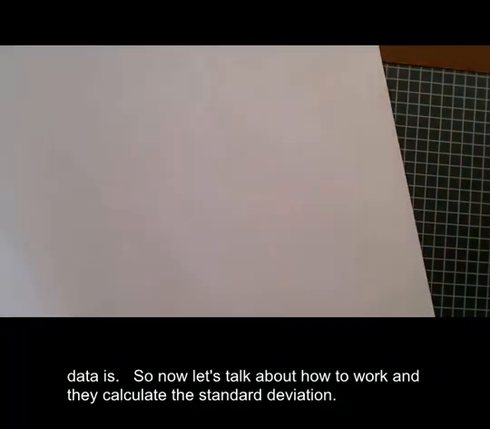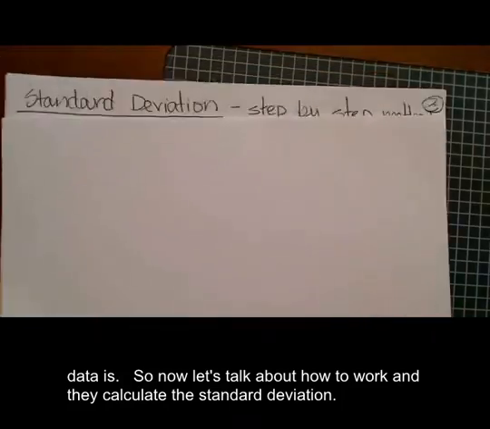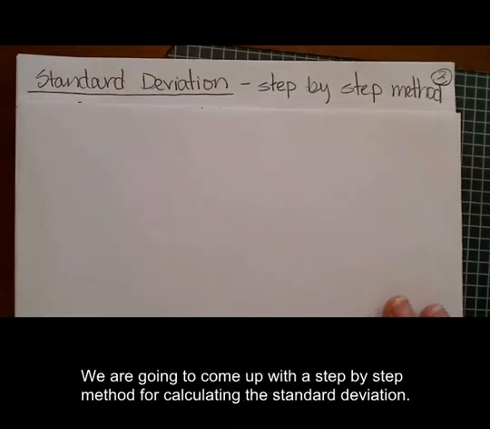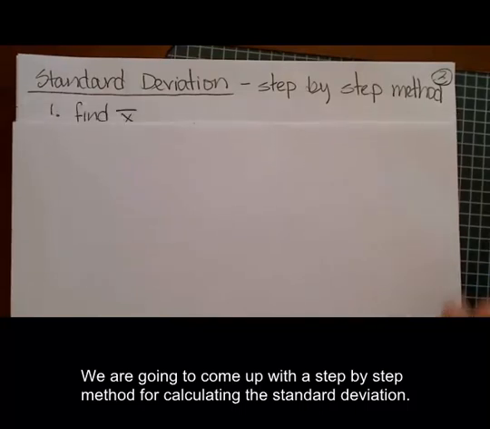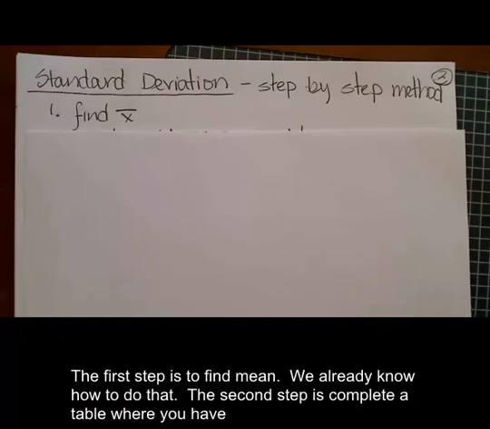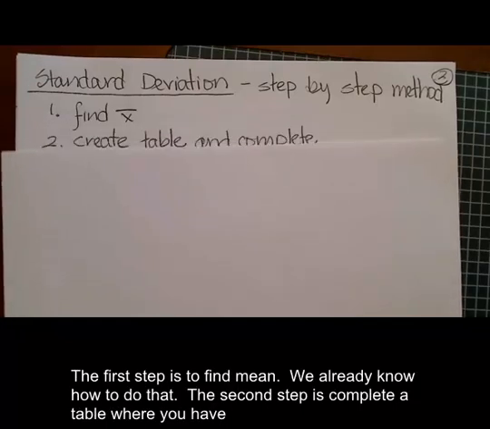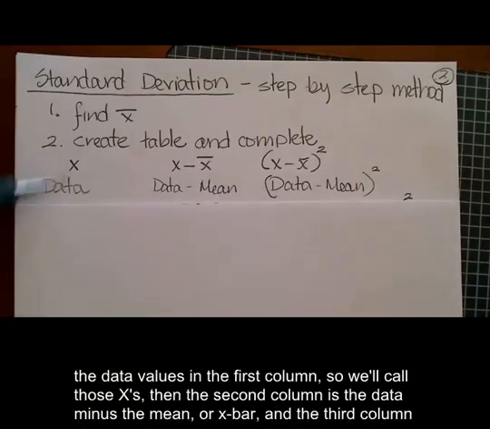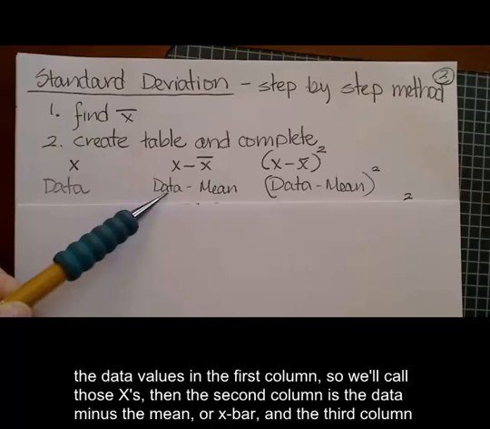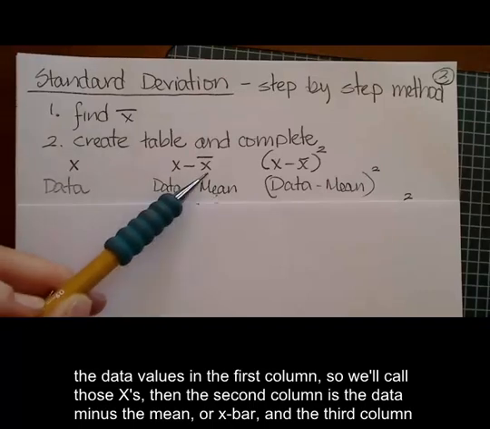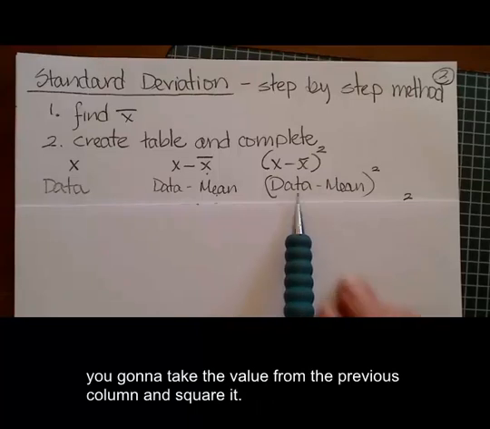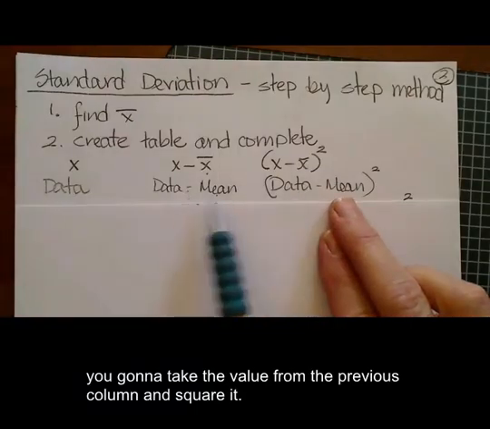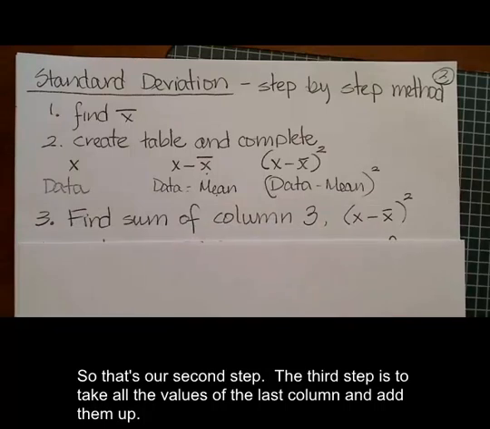So now let's talk about how we're going to calculate the standard deviation. We're going to come up with a step-by-step method for calculating it. The first step is find the mean. We already know how to do that. The second step is complete a table where you have the data values in the first column, so we'll call those X's. Then the second column is going to be the data minus the mean, or X minus X bar. And the third column, you're going to take the value from the previous column and square it.